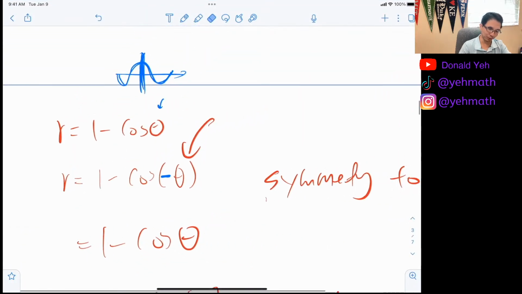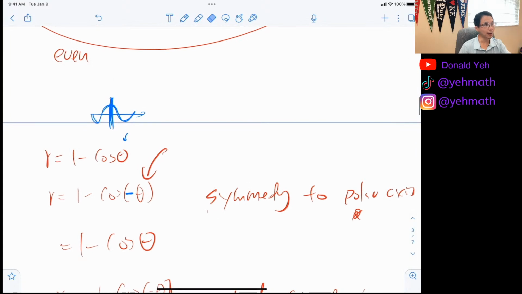So this one is just symmetry to the polar axis. The polar axis is the x-axis. That means you can graph half the graph and you can just copy it. Okay.